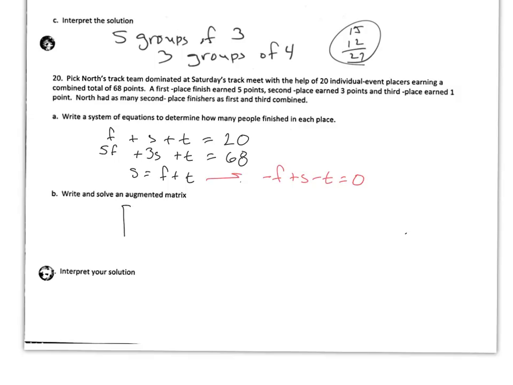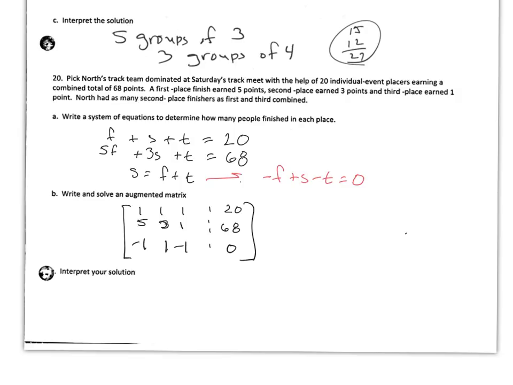So if we write the augmented matrix, it's 1, 1, 1. Here's the equal sign, 20. 5, 3, 1, 68. And then negative 1, 1, negative 1, 0. Be very careful when typing these in. One sign mistake is going to give you completely the wrong answer. Sorry, I thought I had negative 68 for some reason, but I don't.